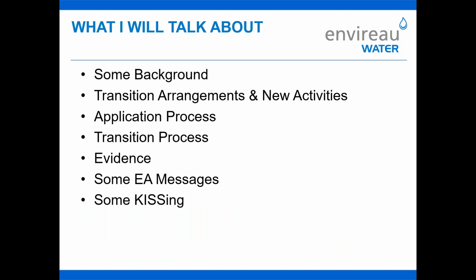I am going to recap on some of the background to the regulations, because many of you may not be aware of that, and you may be new to this subject. We'll talk about what are called the transition arrangements and new activities, what that means and what we do about it. I'll talk a little bit about the application process and the transition process, which are two different things, and the new stuff hangs around evidence, some feedback from the Environment Agency on their learnings over the last 10 months or so, and we'll do some Q&A, but more of that later.